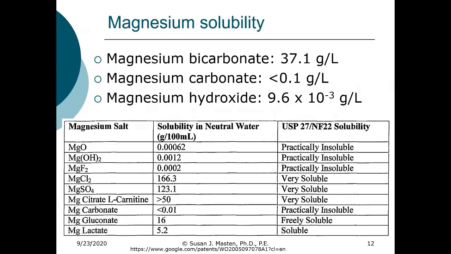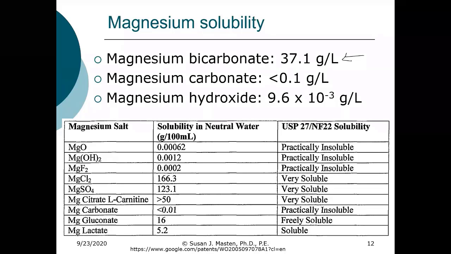Magnesium bicarbonate, so if we start at a pH somewhere around neutral pH, where bicarbonate predominates, the solubility of magnesium is 37 grams per liter. However, if we raise the pH to where carbonate predominates, we can reduce the solubility by about 3 orders of magnitude.